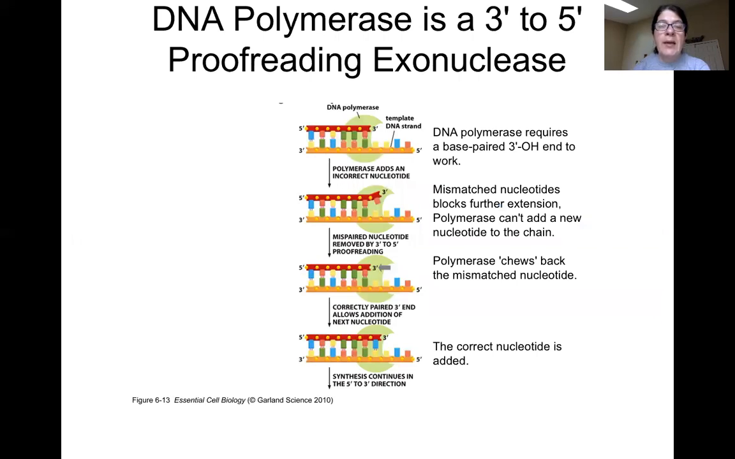So again, just to remind you that DNA polymerase, in addition to being able to synthesize a new nucleic acid in a 5' to 3' direction, has a proofreading exonuclease activity, 3' to 5', which means it can go backwards and correct itself. Whenever it detects a mismatched nucleotide, the DNA polymerase will stop and go backwards and chew back any mismatched nucleotides.